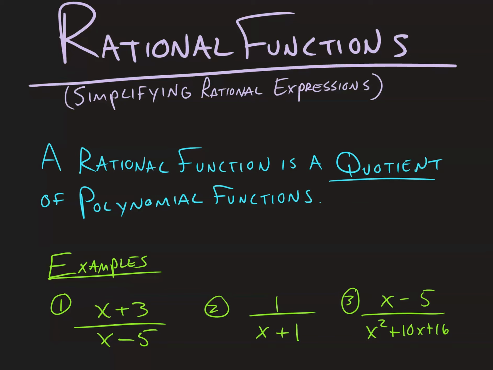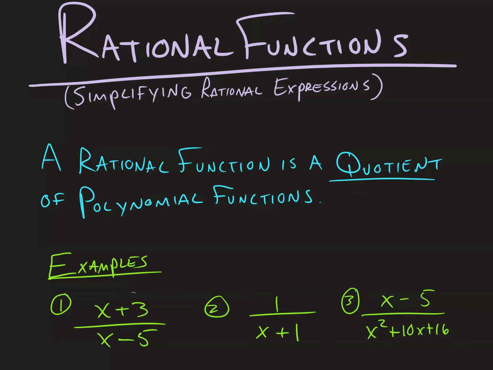two polynomials. So for a couple of examples, here we have x plus 3 over x minus 5, which is a linear polynomial over another linear polynomial. Looks like a fraction. Here, our second one is 1 over x plus 1, which is a constant, which definitely counts as a polynomial, over a linear polynomial x plus 1. And number 3, we have a linear polynomial x minus 5 over a quadratic polynomial x squared plus 10x plus 16. So these are what rational functions will usually look like.